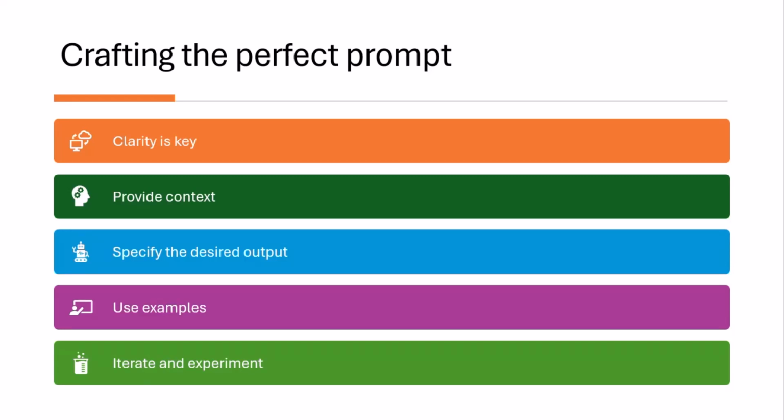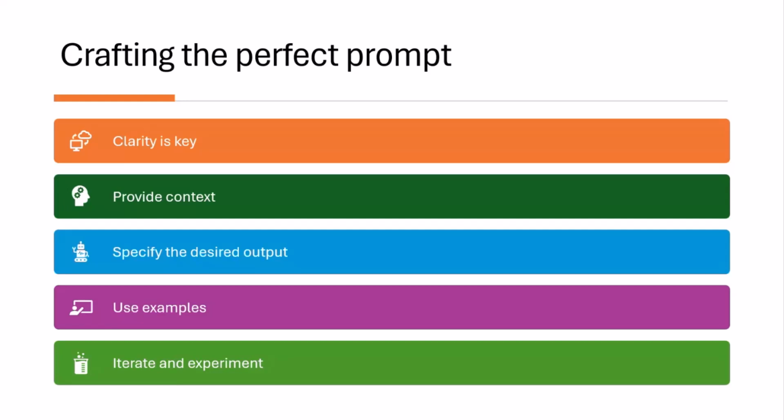First, clarity is key. So make sure that your prompt is clear, concise, specific, and you're really conveying the intent to avoid any misrepresentation. Provide context. That's really important as well. So give context to help the generative AI understand the scope and the purpose of what you're wanting it to help you with. Specify the desired output. This is another really good one.